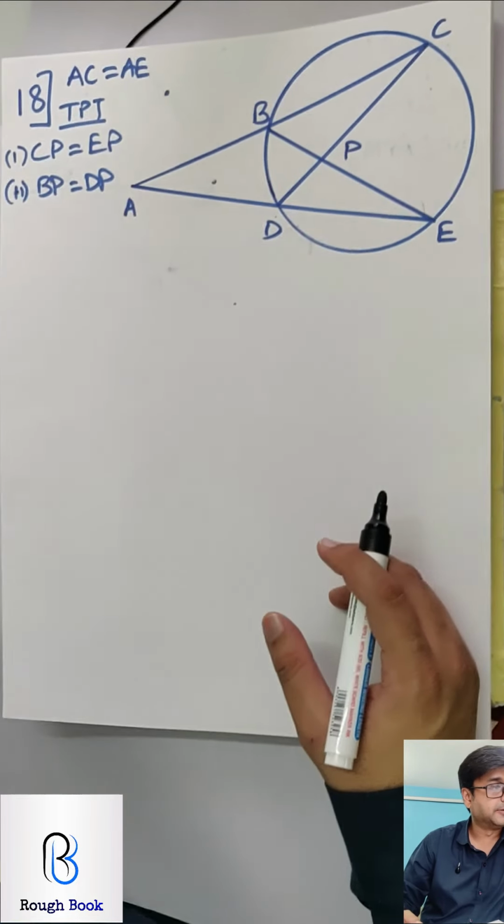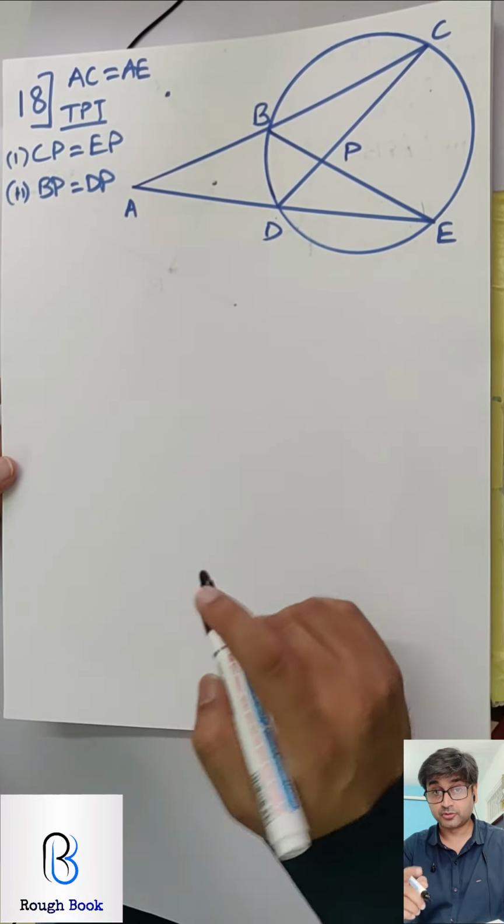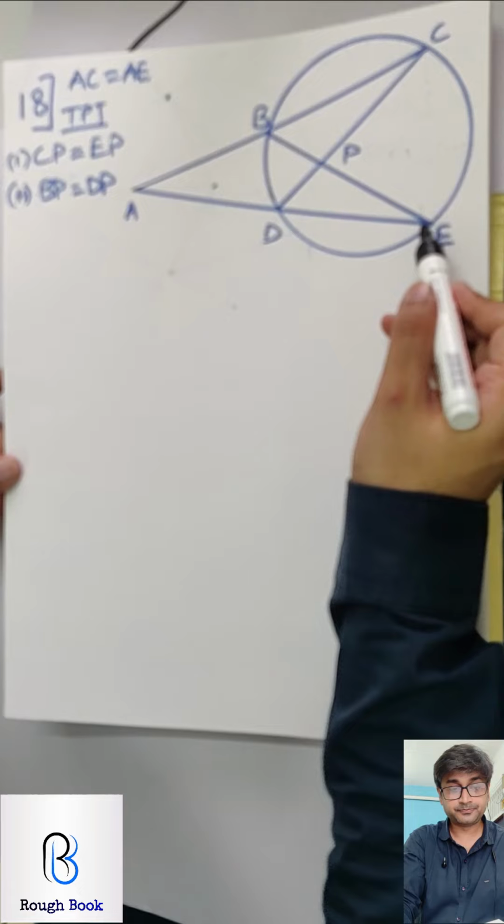Sum number 18. Come on. 18 is a good question. It's not that simple, so you will have to be with me constantly. They have given you AC equals to AE.